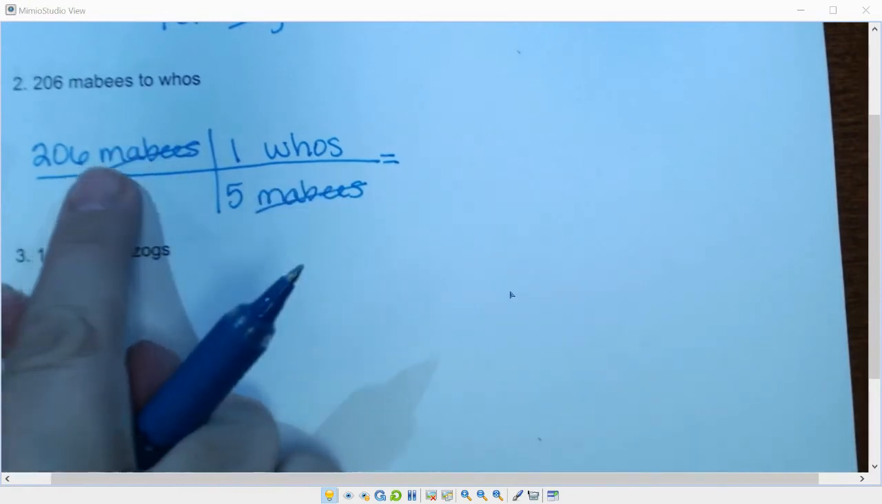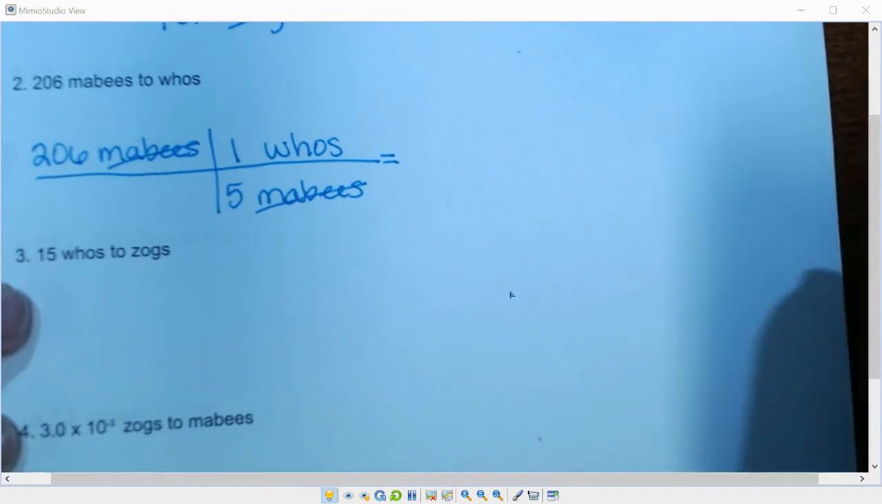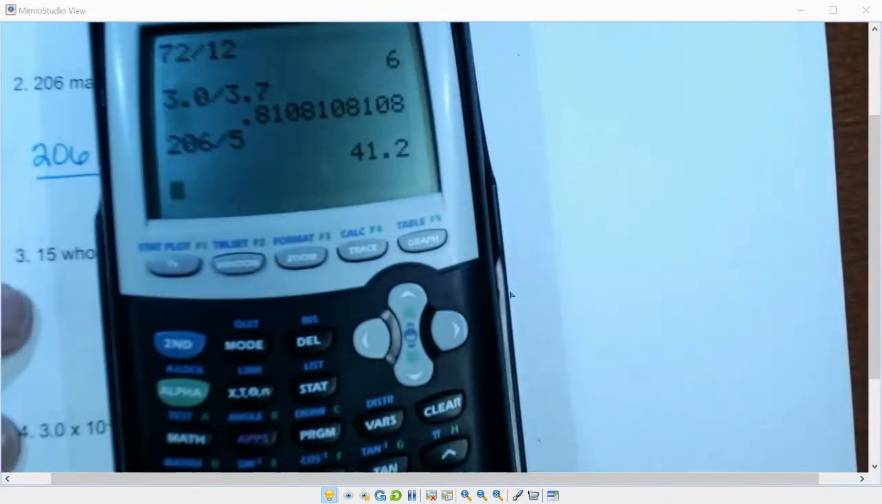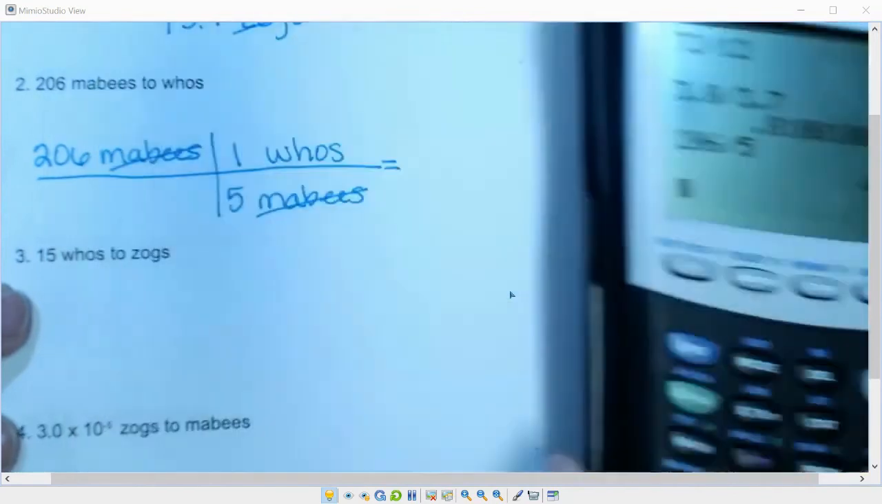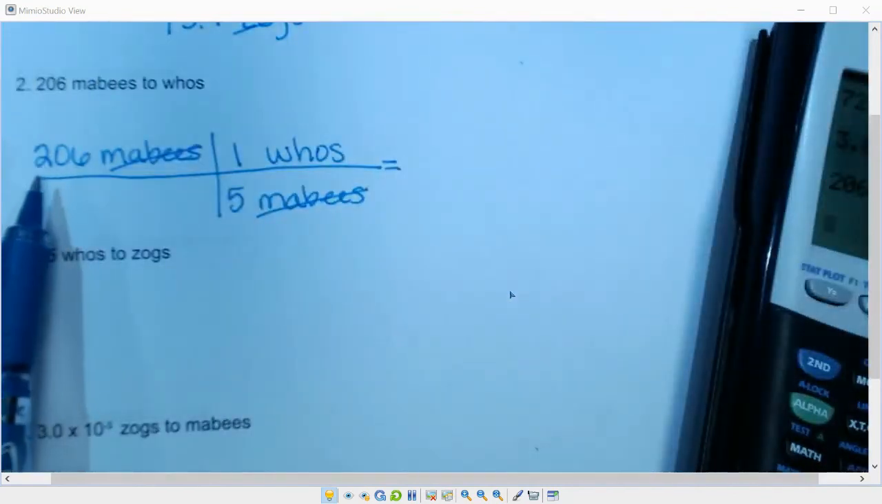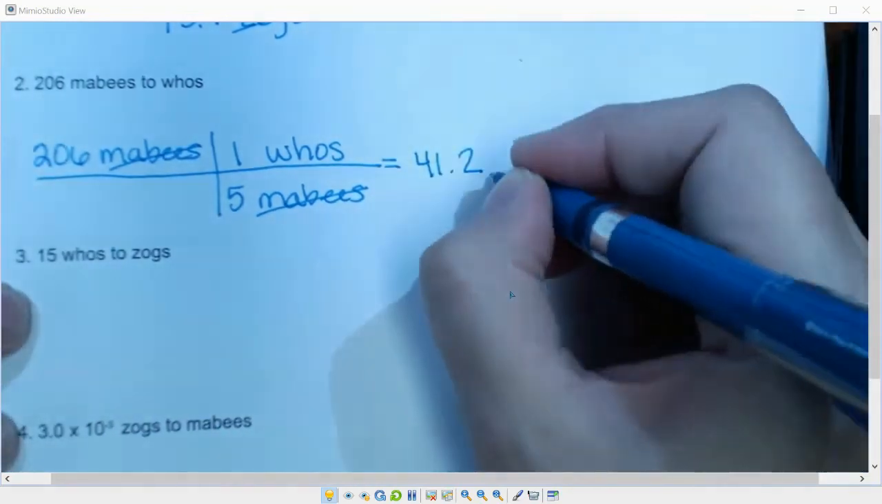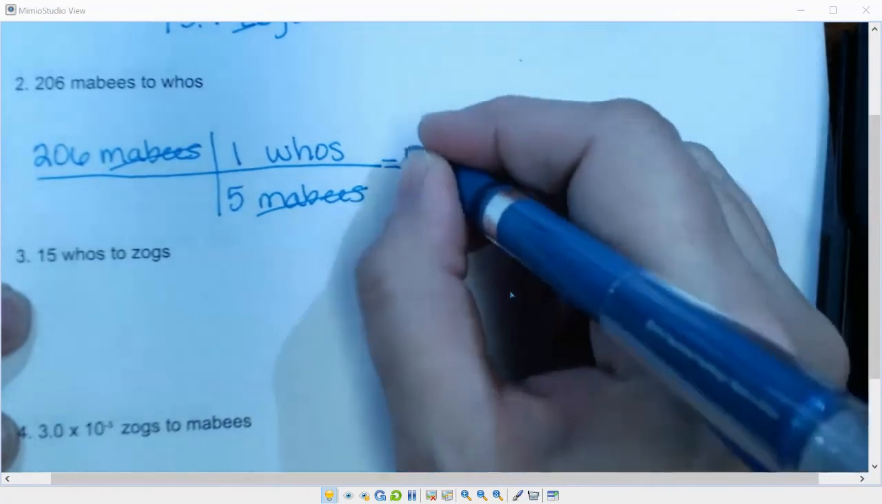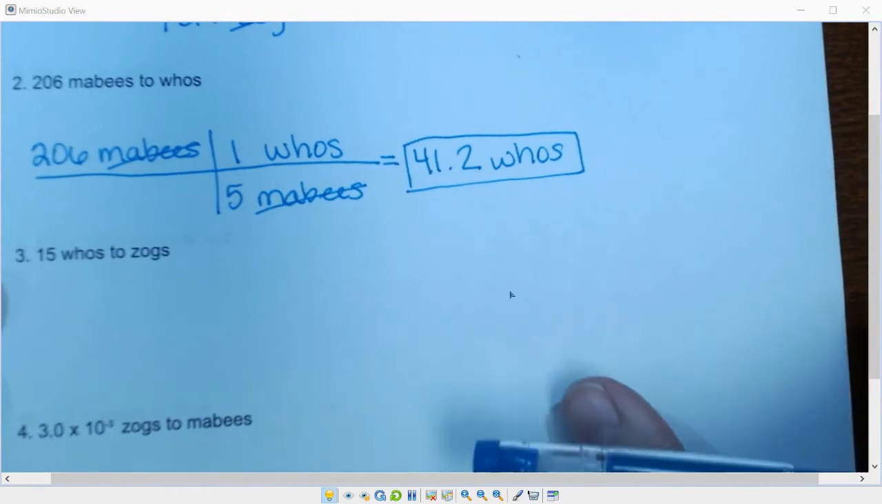So 206 times 1 divided by 5, which is, my calculator says 41.2. This number has 1, 2, 3 sig figs to it. My original number has 1, 2, 3 sig figs. So I am good to go. And again, don't forget units. No naked numbers in chemistry. Let's try one that doesn't have a direct link. Let's skip and try number 4.